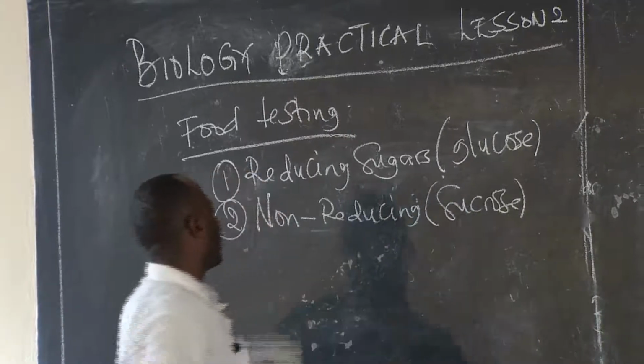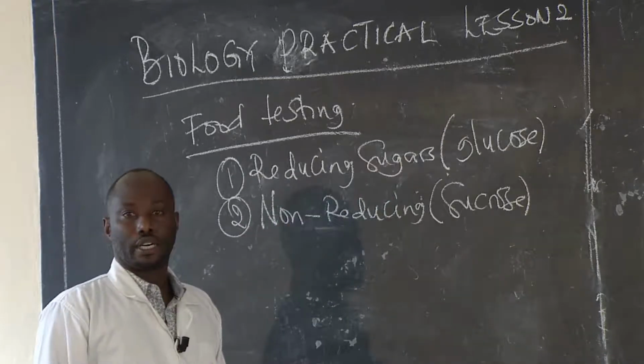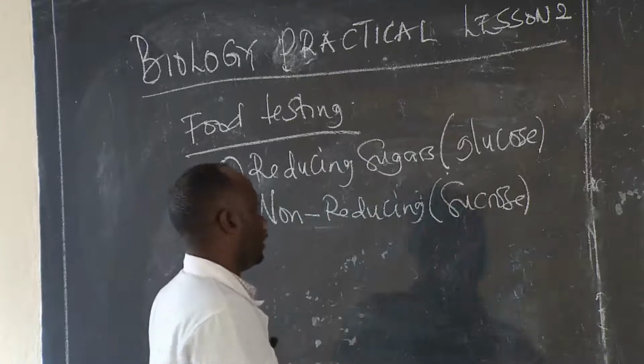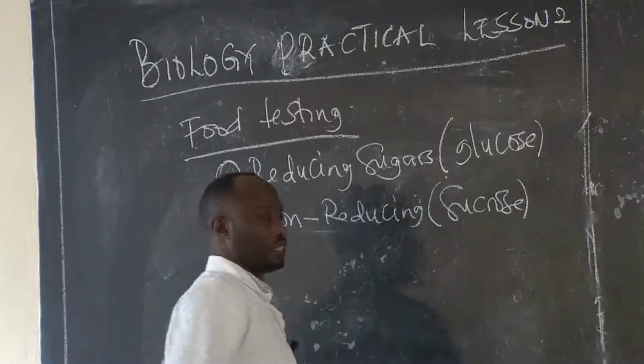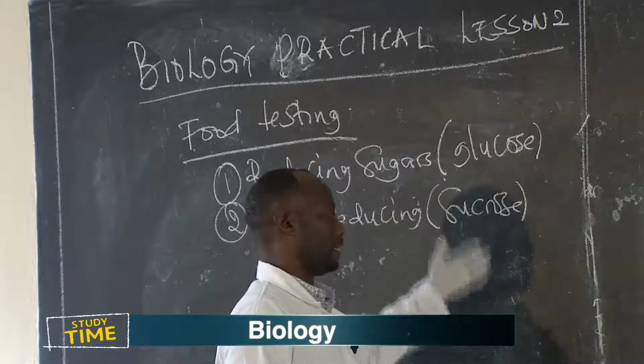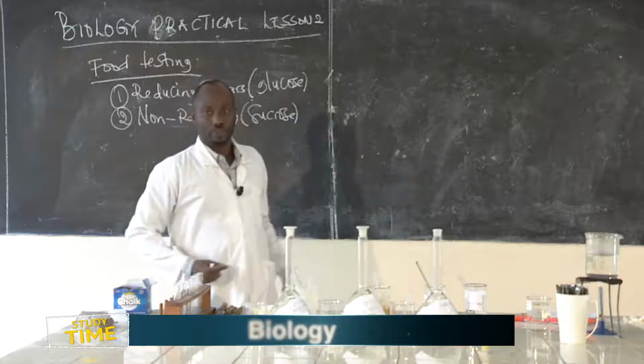And you know, when you talk about reducing sugars, glucose is an example of a monosaccharide. It is made up of one molecule of sugar. And then non-reducing sugars, these are disaccharides. An example of a disaccharide is sucrose. We can say it is made up of two molecules of sugars.